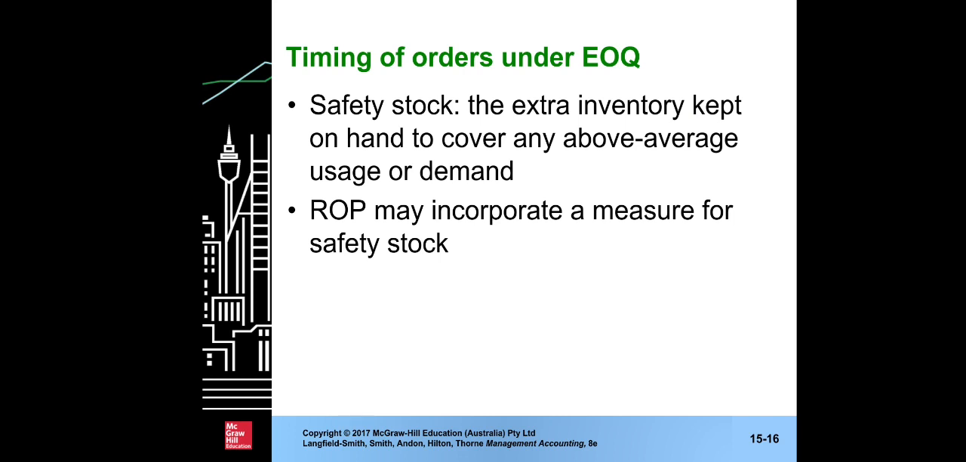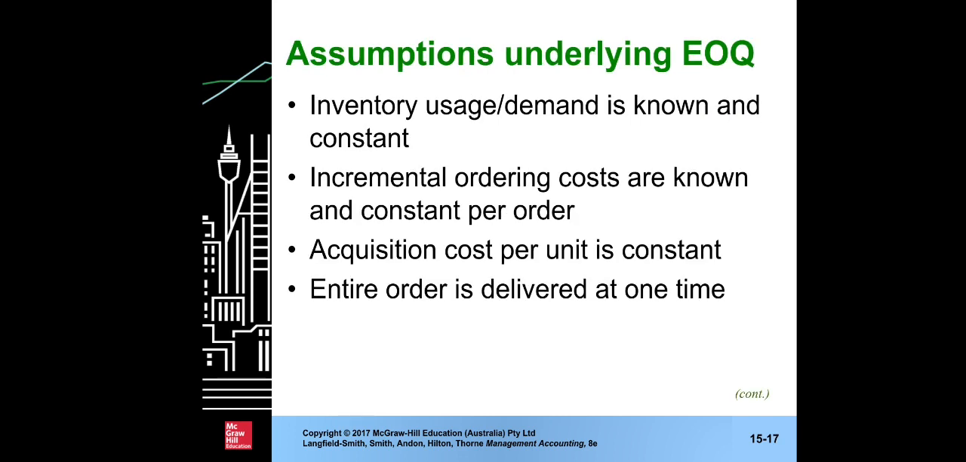Okay, timing of orders under EOQ. The safety stock equals the extra inventory kept on hand to cover any above average usage or demand. Reorder point may incorporate a measure for safety stock, but the most important thing is you have to use the formula to calculate the EOQ and ROP.